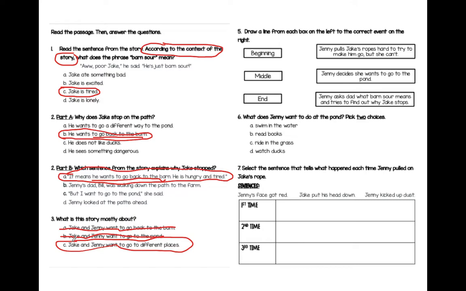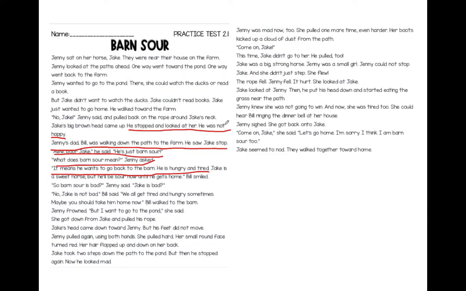Okay, number five. Draw a line from each box on the left, that's beginning, middle, and end, to the correct event on the right. So we're going to draw a line from here to match it to the correct box over here. To do this, I think it is a good idea for us to go back to the passage and find and underline each one of these events. So let's do that. And then we can tell which order they should go in, which one happened first in the beginning, which one happened in the middle, and which one happened at the end.